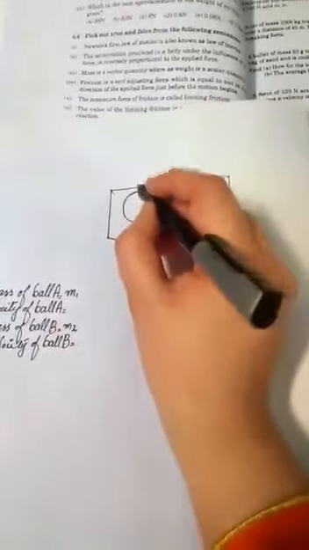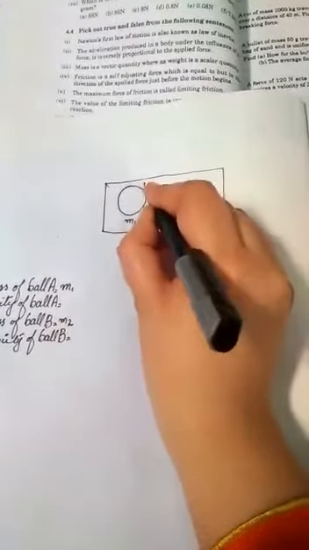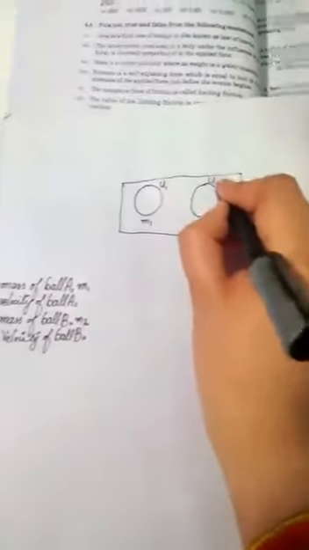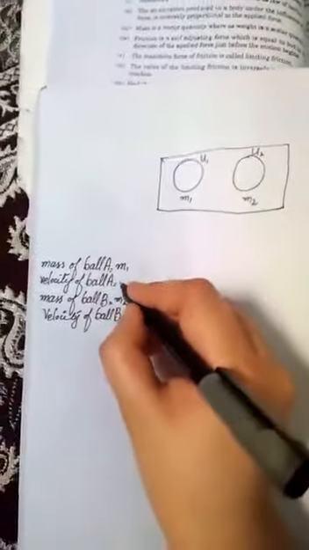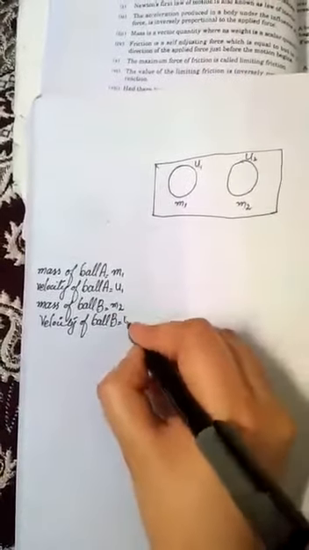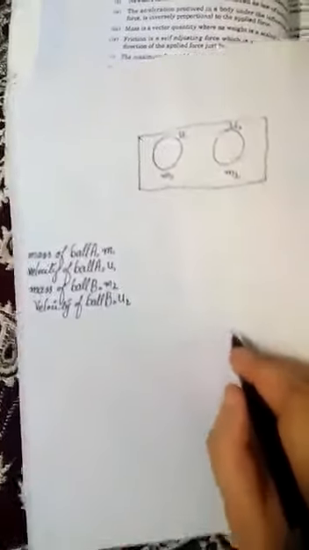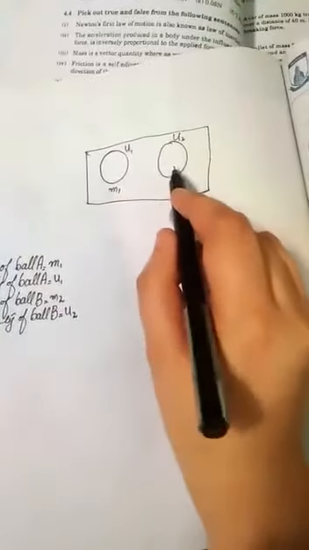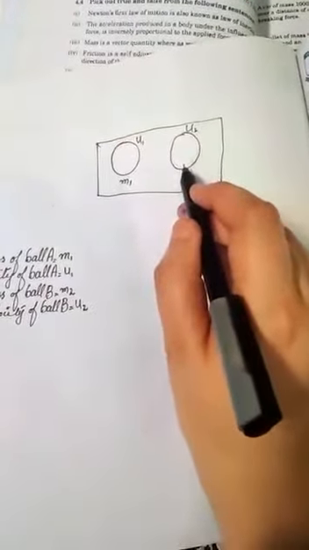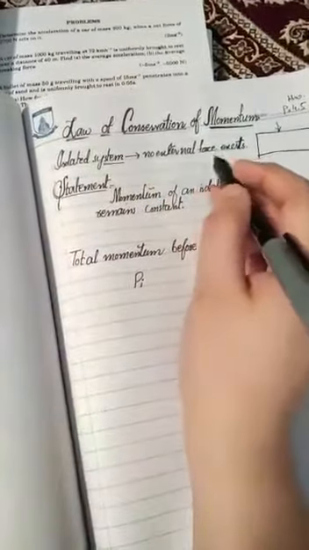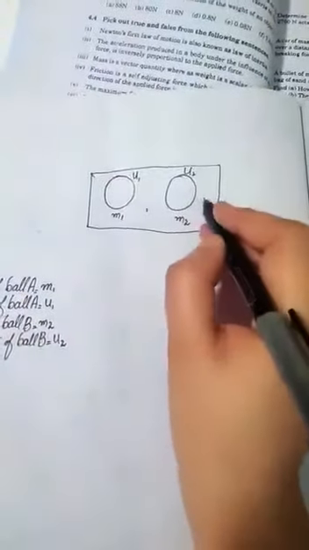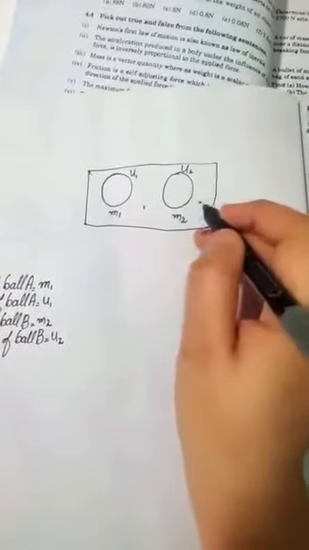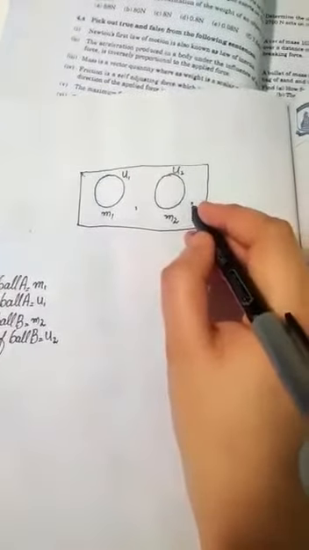Okay. Now their velocities are u1 and u2. So we denote the velocity of ball A as u1 and the velocity of ball B as u2. Now they are continuously moving in an isolated system. I have already told you what an isolated system is: no external force is exerted on it. It means that its temperature is constant, its pressure is constant, and its frictional force is also constant.